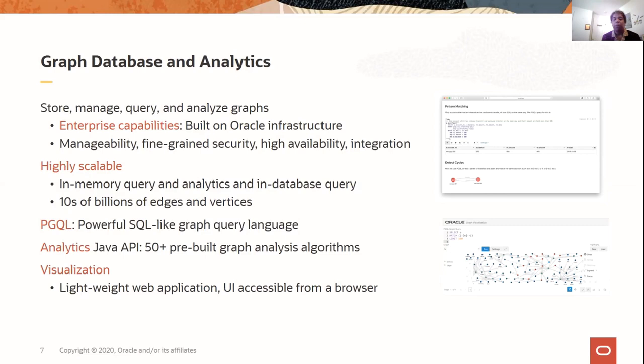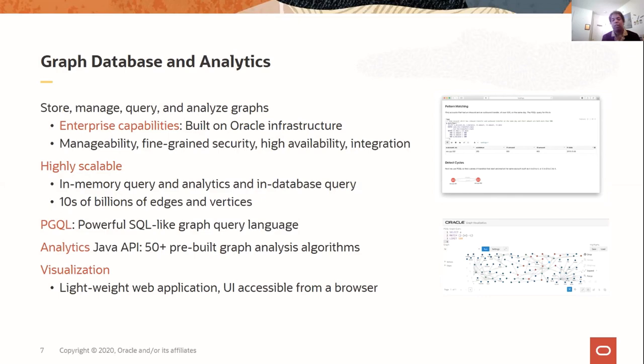And then finally, with graphs comes visualization, because an advantage of using graphs in analytics is to be able to visualize your data from the point of view of connections and relationships between them. So we have a lightweight web application that you can access from your browser. You can basically point your browser to the in-memory graph server and then visualize the graph. And of course, we work with third-party partners like Kaggle and others.